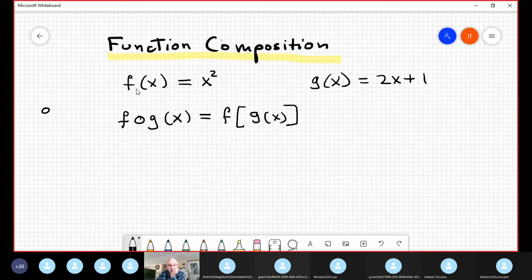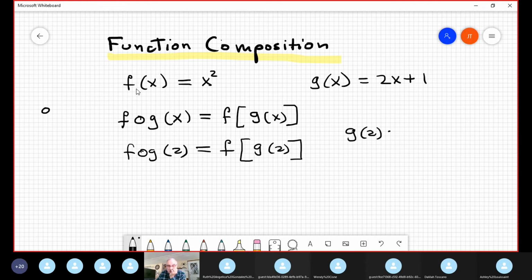Let me explain it. Suppose I want to evaluate f composition g, evaluated at 2. This is equivalent to f of g of 2, and you compute it separately. G of 2 is plugging in 2: 2 times 2 plus 1. 2 times 2 is 4, plus 1 is 5. So far we have f evaluated at 5, and you evaluate 5 in f, which is 5 squared, which is 25.